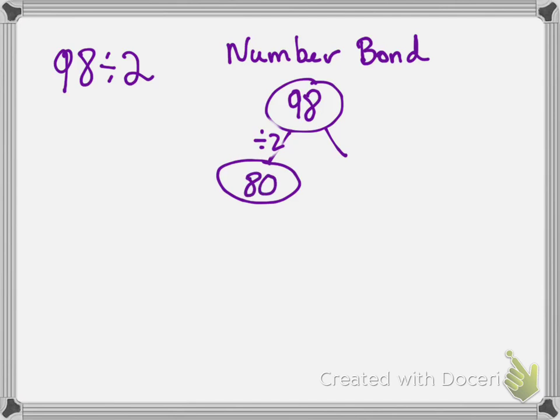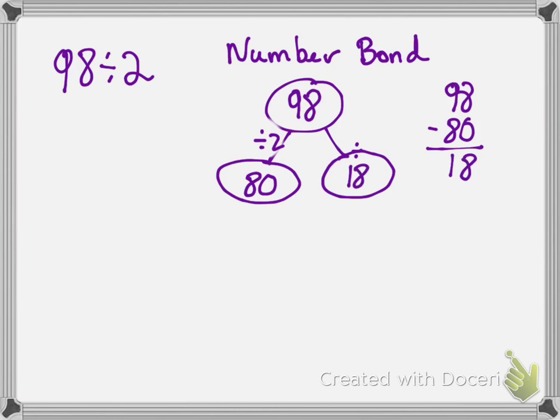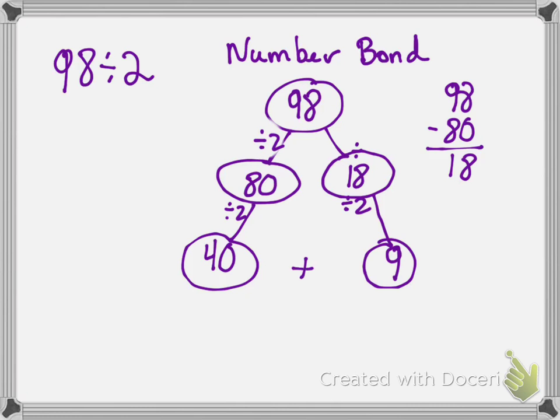So here's an 80. Now we're left with 98. Take away 80, we're left with 18. So 18 is over here. So now we have to continue to break this down. Dividing by 2, and 2 goes into 80 how many times? 2 goes into 8, 4, bring up the 0, this is 40. And break this one down, 2 goes into 18 9 times. So we add these up, 40 plus 9 is 49. So the answer from 98 divided by 2 is 49.